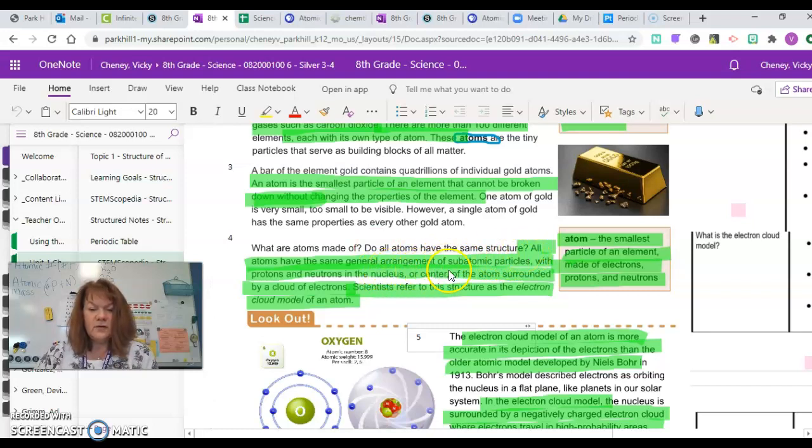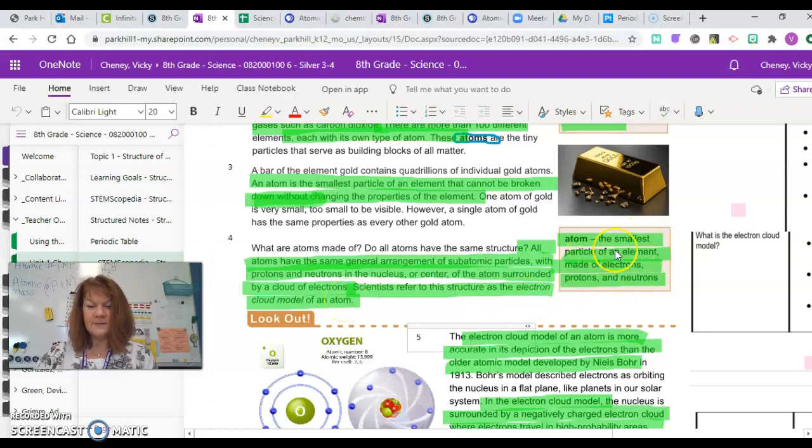All atoms have the same general arrangement of subatomic particles, and that's what we call the pieces that make up the atom. So we know that they're made of positive protons and neutral neutrons, which, if you look at the word, helps you remember they're neutral. So positive protons have a positive charge, neutral neutrons have no charge, and they are in the center surrounded by a cloud of electrons, and the electrons are negatively charged. So it says scientists refer to this structure as the electron cloud of the atom.